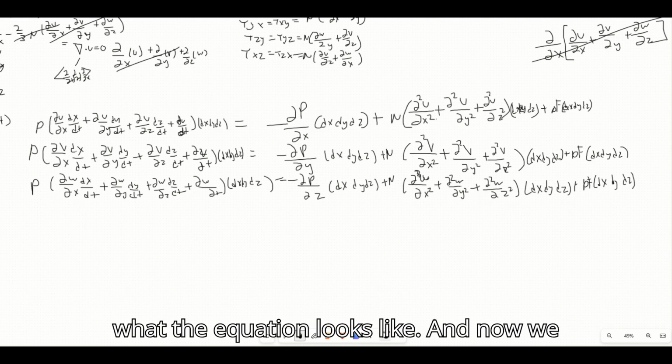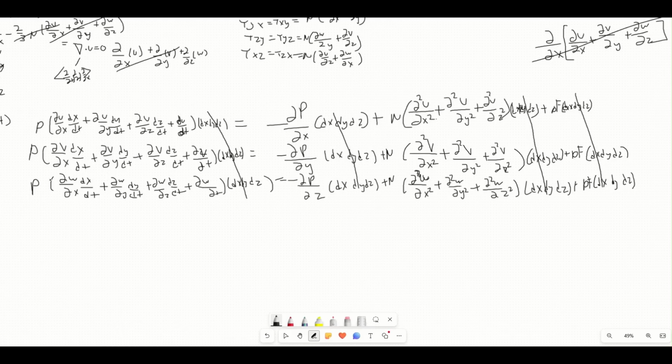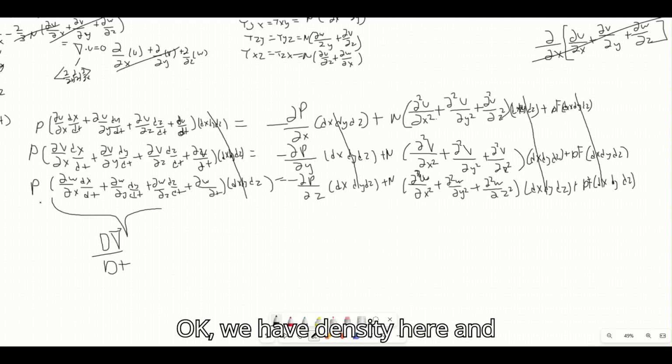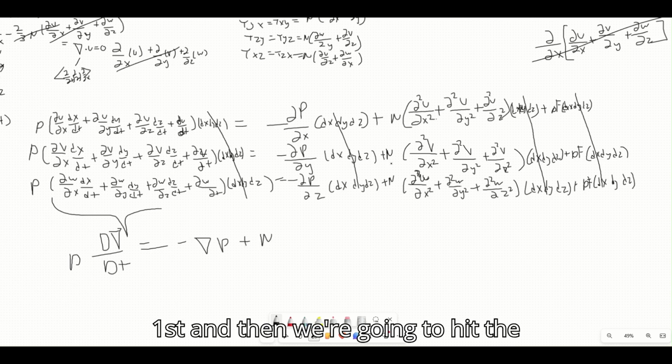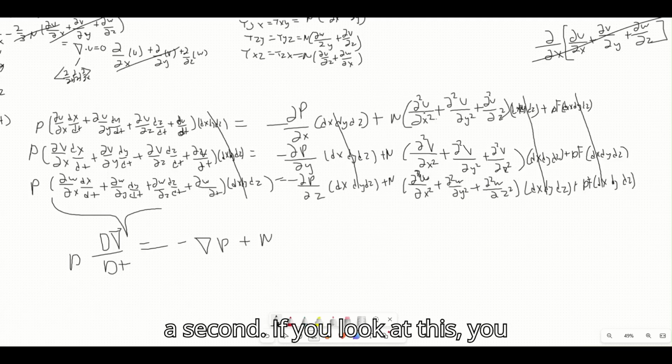Okay, so now we have some, and this all reduces to the total derivative. Okay, we'll have density here, and this is the gradient of pressure plus, and then we're going to take the term of viscosity.